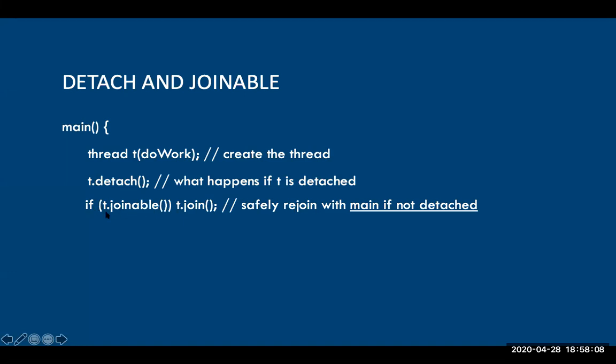So there's this sort of joinable test. We can say if t is joinable. I say "is joinable," but the "is" is not in there. Basically, if t.joinable() is true, then go ahead and join. That's the safe way to try to join a thread if you don't know whether it's been detached or not, right?